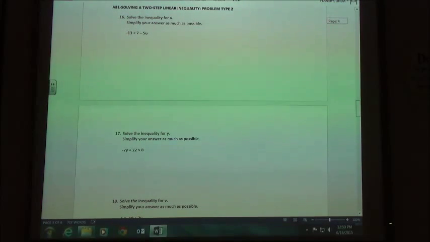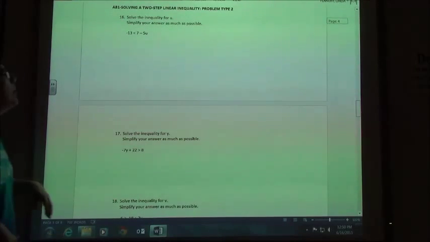Solving an inequality. We solve inequalities just like we solve equations, except if you end up multiplying or dividing by a negative, you end up reversing your inequality. 9 times out of 10 it's dividing, but on occasion we end up multiplying by a negative and we have to flip our inequality sign.